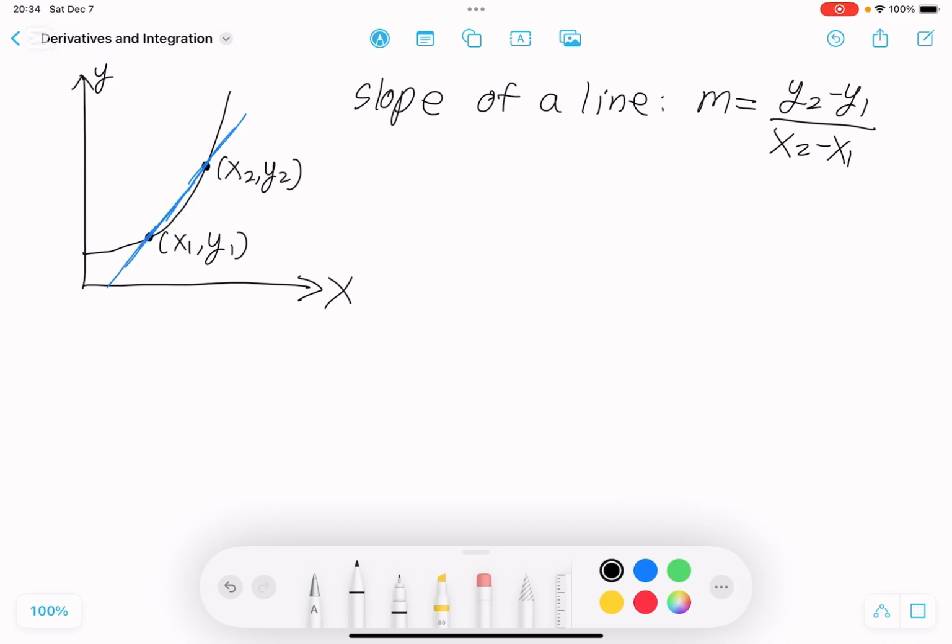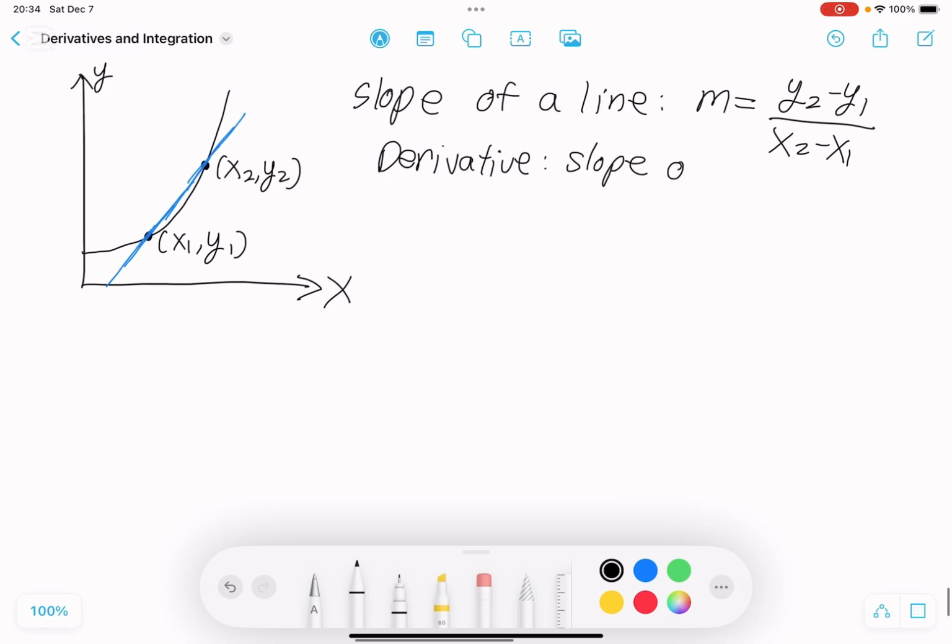Now a derivative is basically the slope of a point. The slope of a point, and not just how do you find the slope of a random point, right? Not just a point. The slope of a point on a curve. Or I guess you can also say on any graph. But we're going to use curves as an example right now. So how do we do that then?